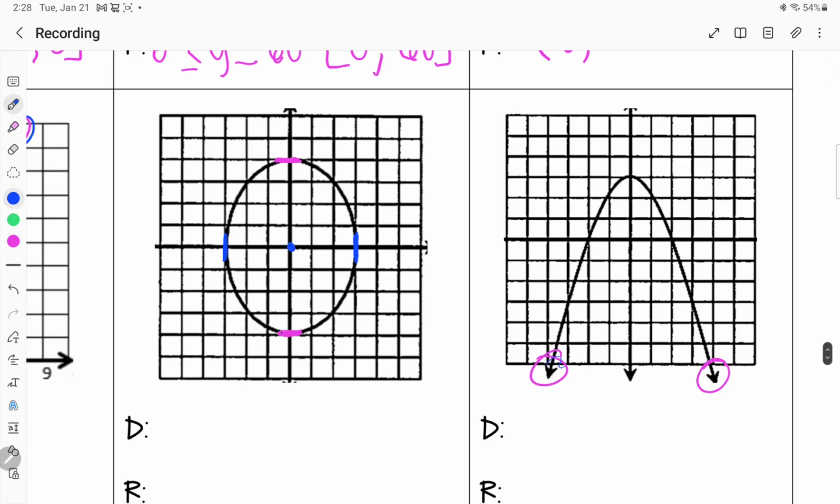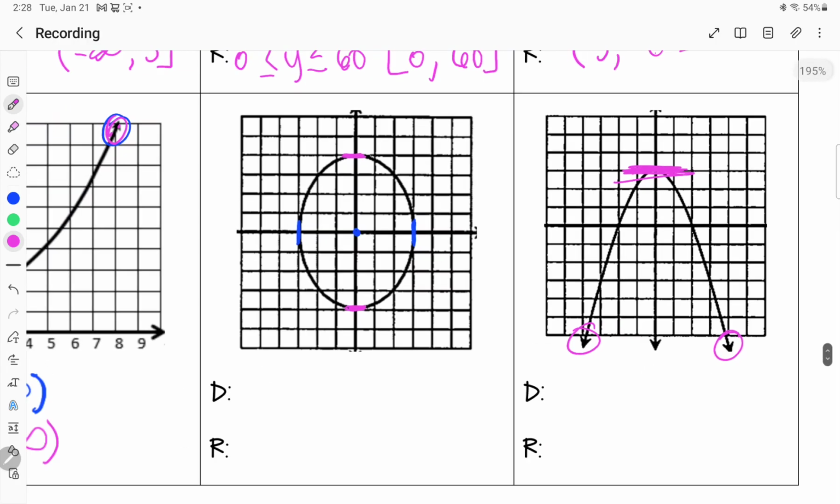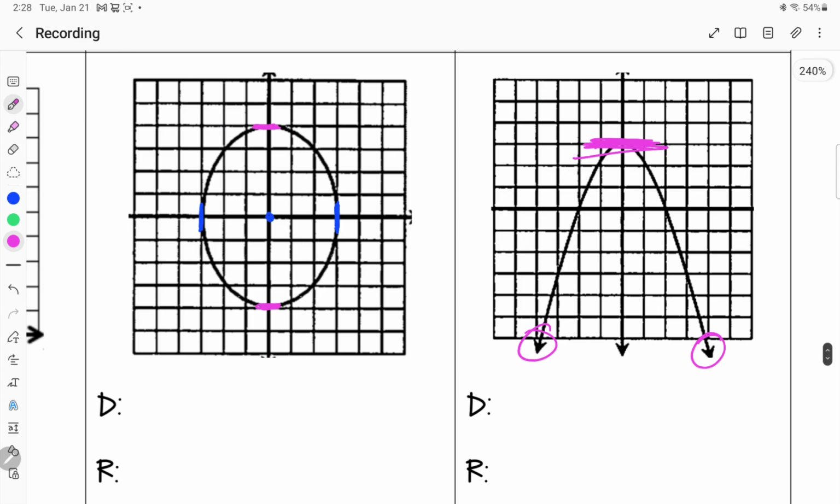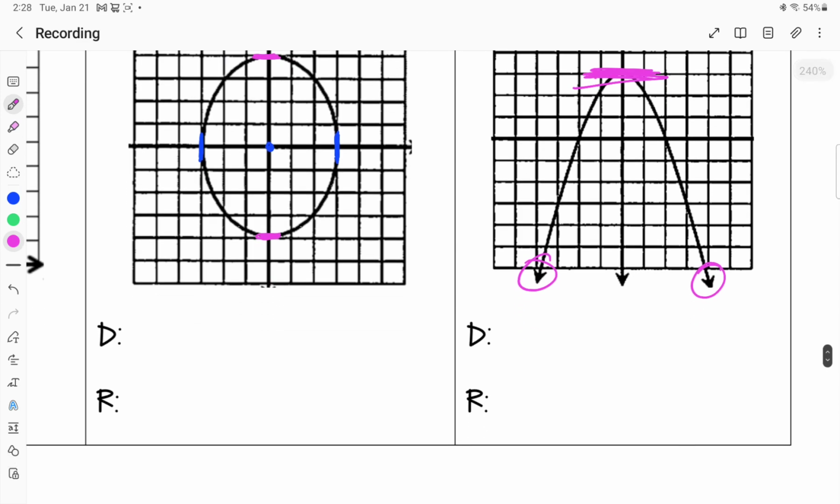Again, our domain keeps going forever and ever. Even though right now this is as far as we can see, it keeps going, so it's going to keep spreading. And then our range maxes out here, but again, it is never ending. It keeps going down. So take a minute, push pause, and see what you would get for your domain and range on that one.